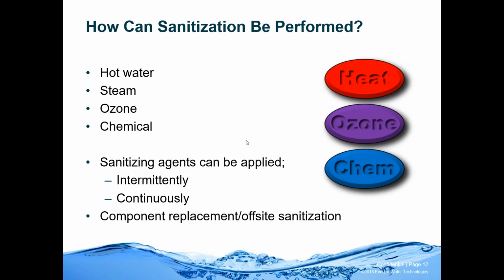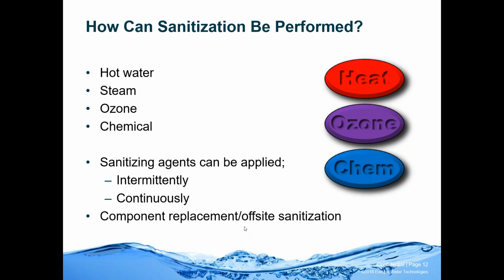How can you sanitize? We're going to look at hot water and steam for thermal, ozone and chemical, and those agents could be intermittently or continuously supplied. So as an example, if a tank is always at 80 degrees C or is always under ozone, that would be continuous sanitization. If it is simply intermittent, daily, weekly, monthly, that is intermittent.